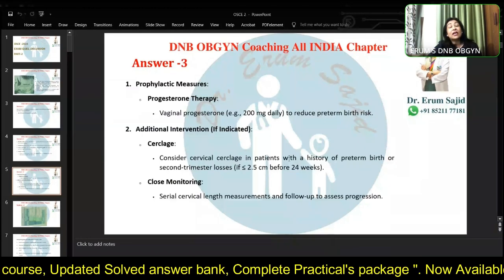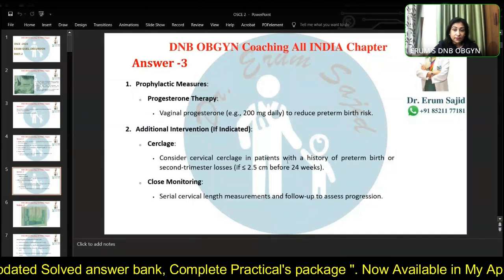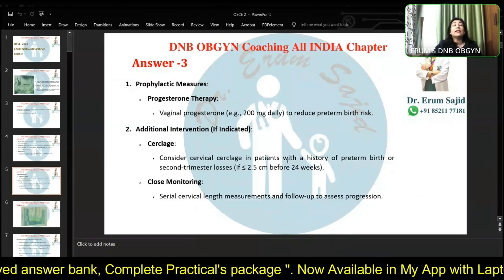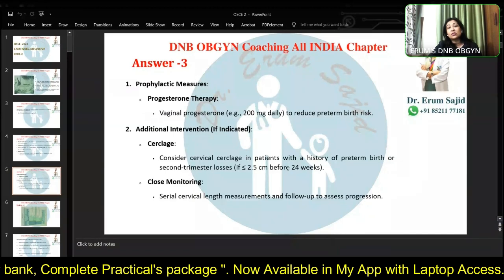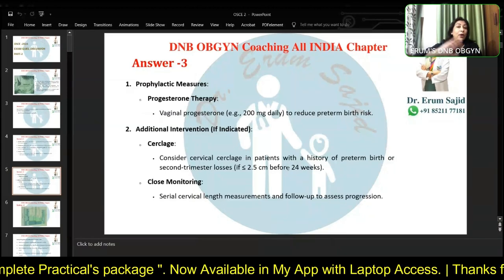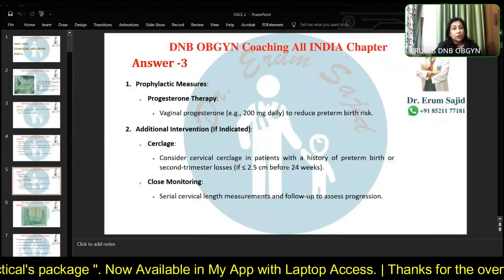You will give the cervical cerclage if there was a history of preterm loss, and also the cervical length is going less than 2.5 centimeters. So you can give cerclage at any point before 28 weeks, not after that.